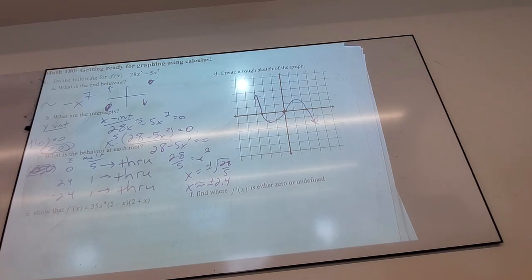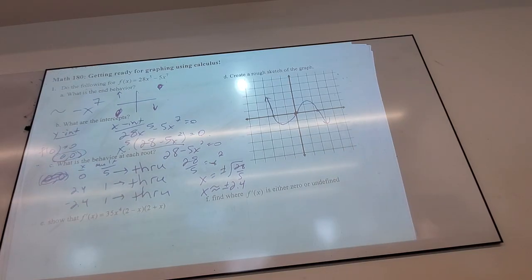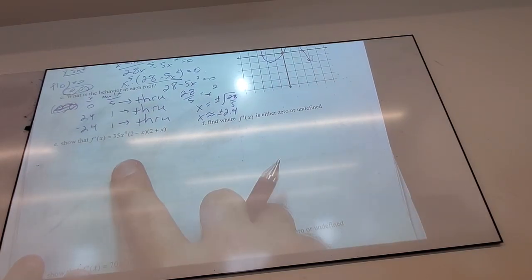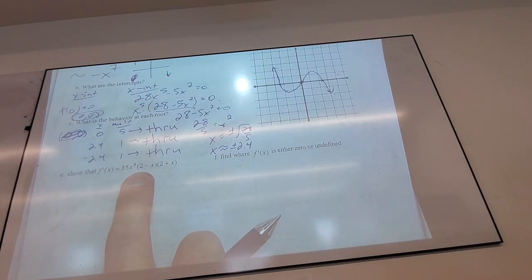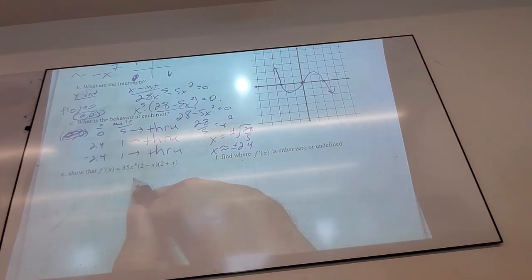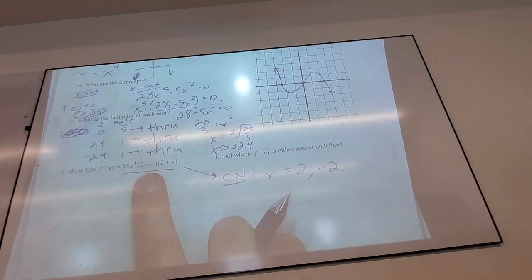All right, how do you guys feel? Does anyone remember doing this? A little bit? Okay. Here. Derivative. All right, I'm gonna let you do that in your own time. But if you take the derivative, it would come out to be this. What are the critical numbers? 2 and negative 2. Is it ever undefined?